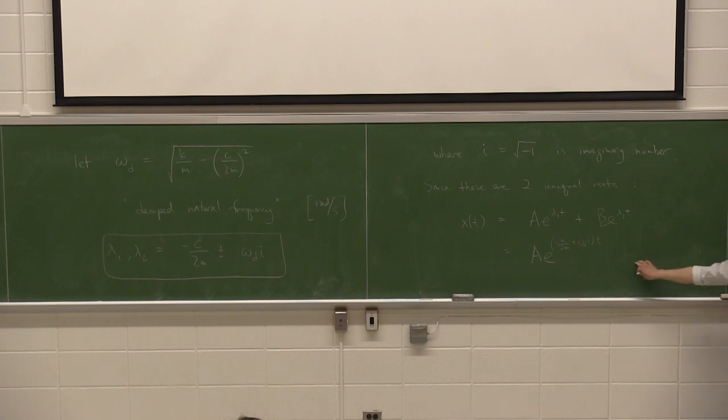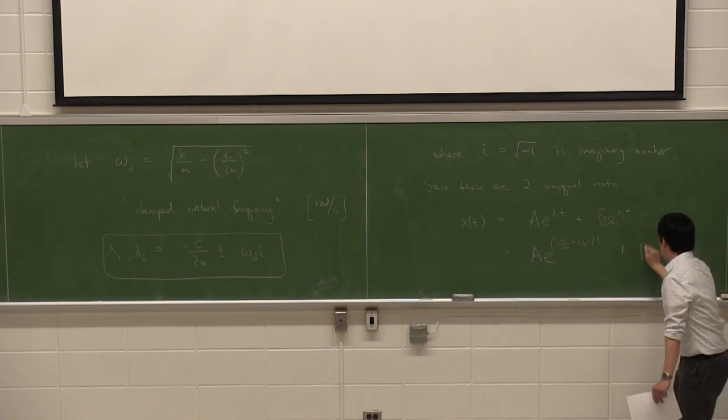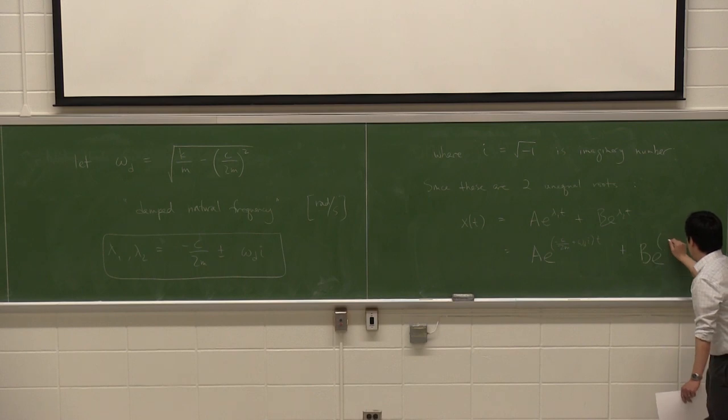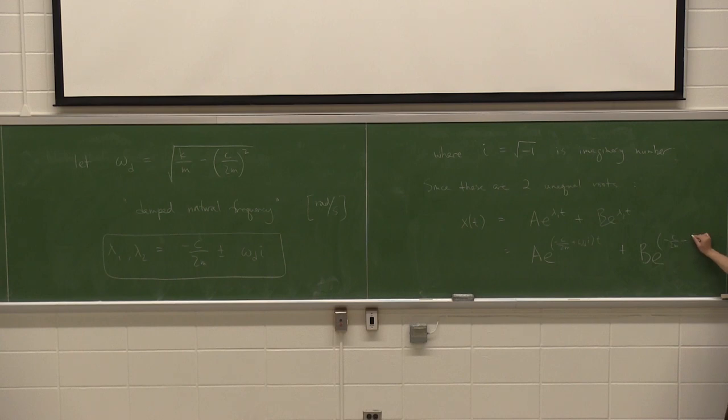Can you see that in the back there? Is that OK? Plus b, and then I'm going to do e to the negative c over 2m, and then flip the sign to be a minus omega d i. I'm totally allowed to do that because, just like the overdamped case, the two roots are unequal to each other. The problem is we don't really want to deal with this imaginary number, right? Taking an exponential of an imaginary number, it's hard to understand the physical meaning behind that.